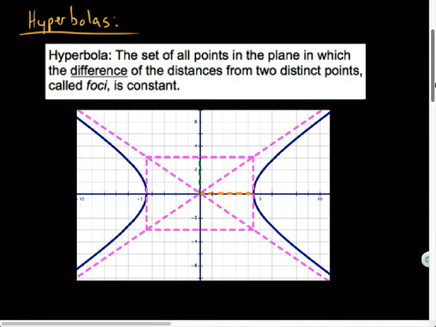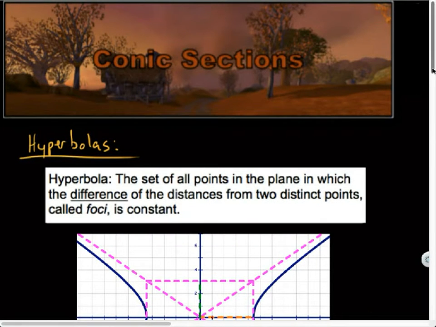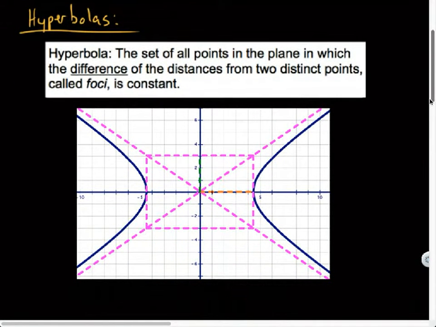So anyways, today we're talking about hyperbolas. That's right, we're kind of in our section about conics. This is the third type of conic we're looking at. And the hyperbola is the set of all points in the plane in which the difference of the distances from two distinct points called foci is constant.